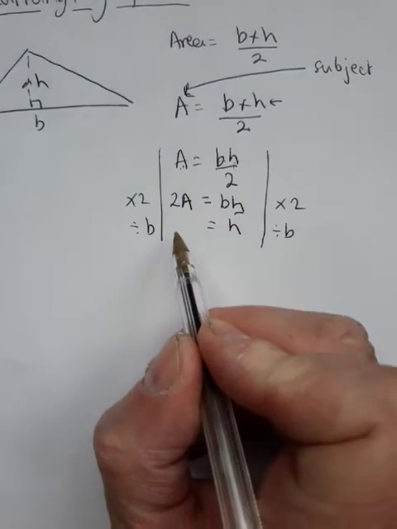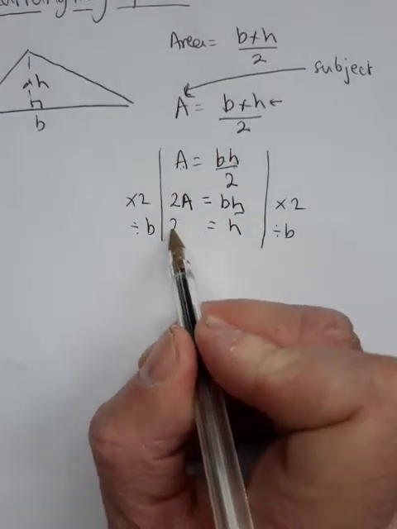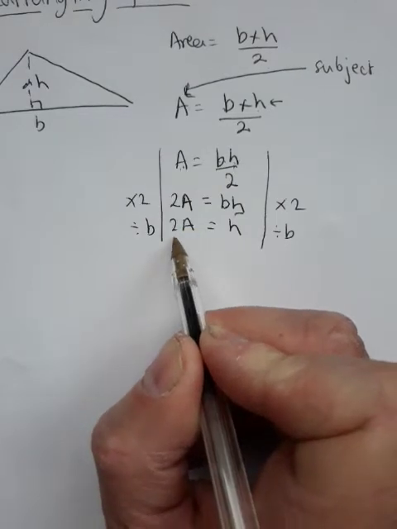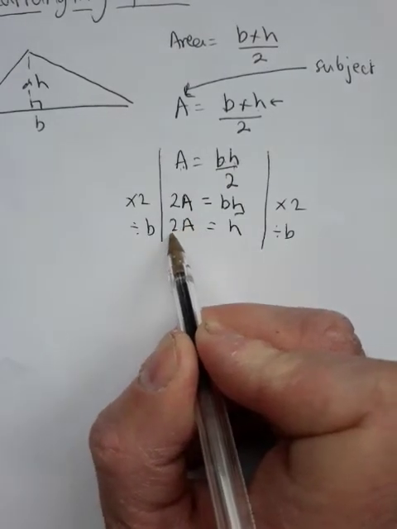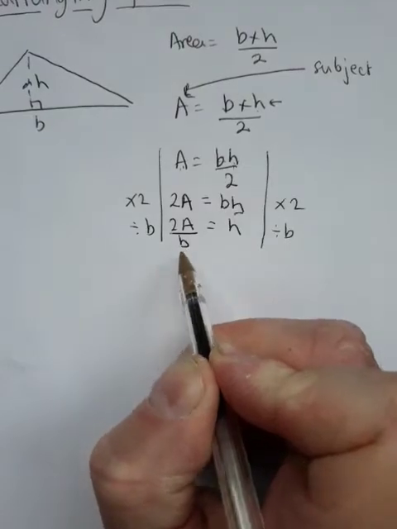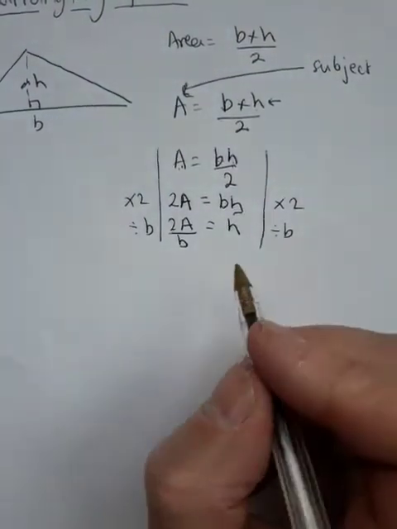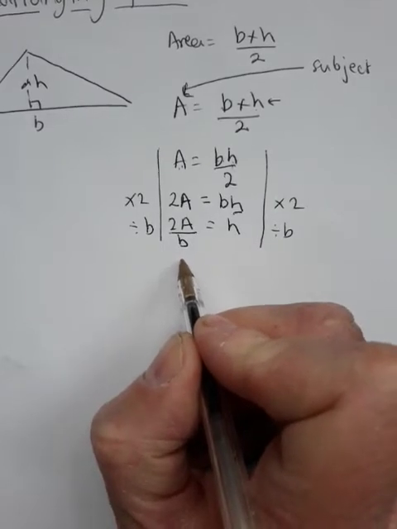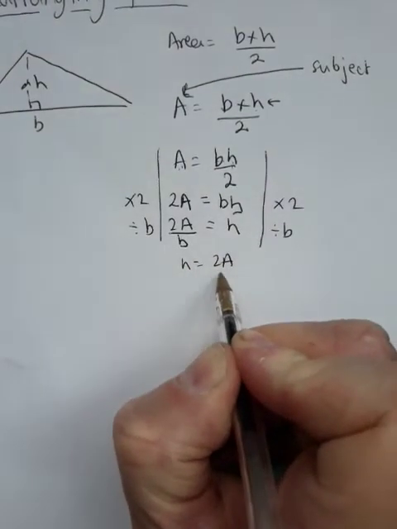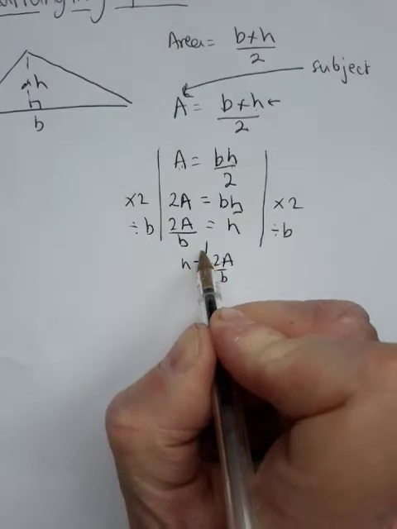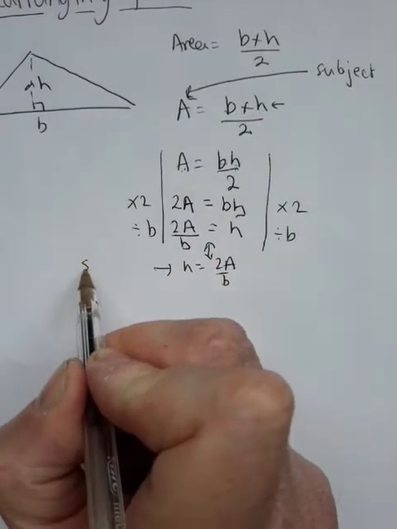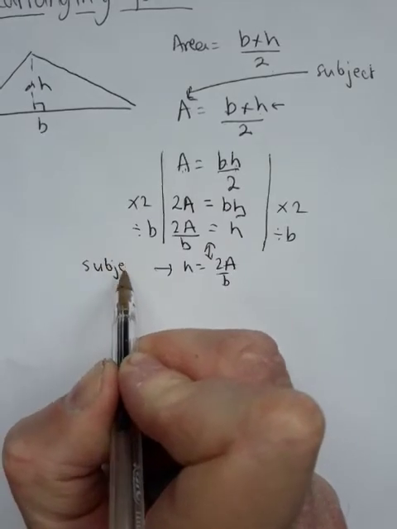What goes on this side then? Well, what was there originally? 2A was there to start off with, and we're going to divide by B. And remember, if we show this like a fraction, we can say 2A was there originally, divide by B. And now, by doing that, this is good enough. You could write it now as H equals 2A over B. It's the same thing. But what we've actually done now is make H the subject of the formula.